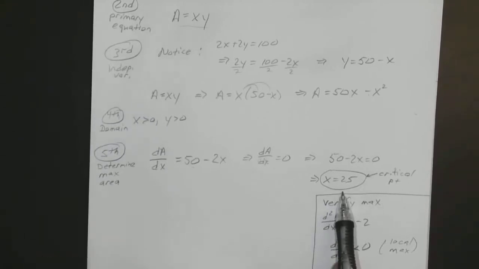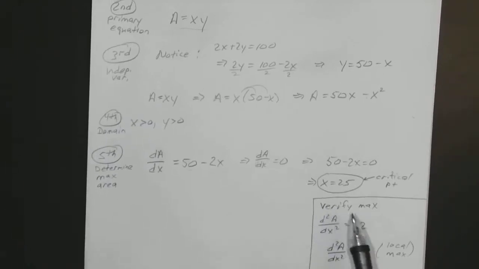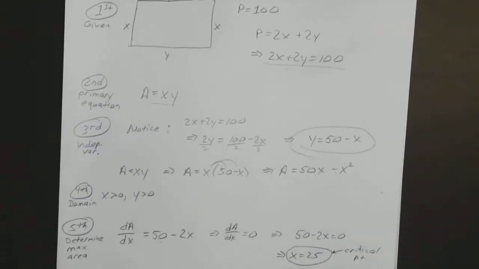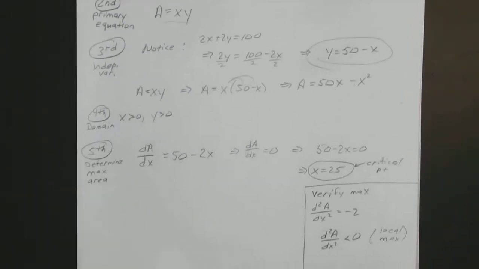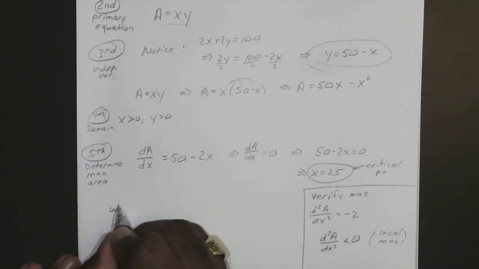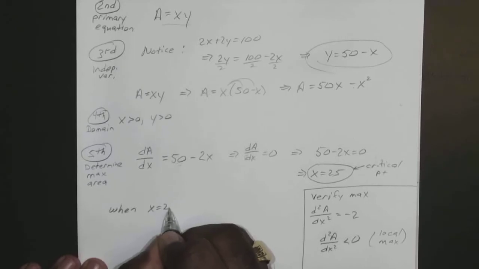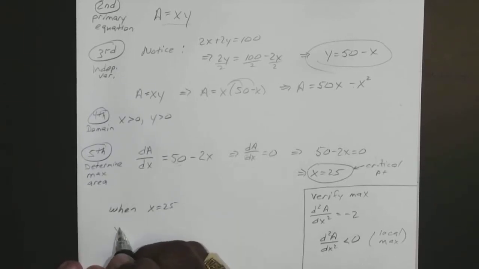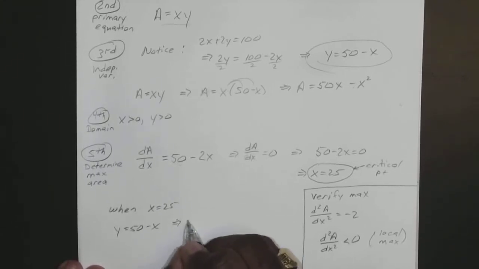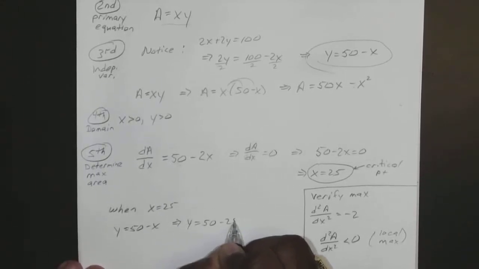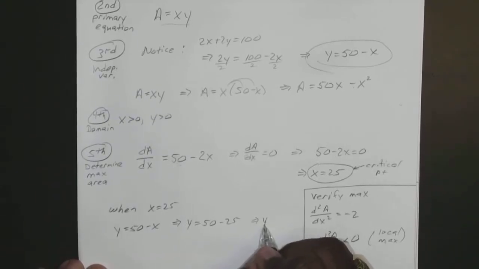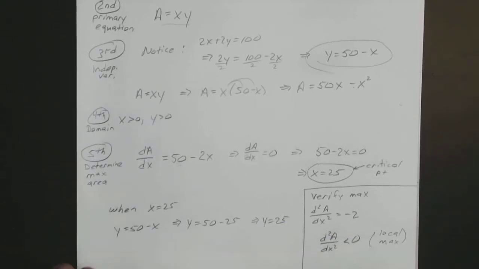All right, so since we already know that x is equal to 25, if we plug it into this one, we'll be able to solve for our y. So when x is equal to 25, y equals 50 minus x becomes y equals 50 minus 25. This means y equals 25. Now, they won't always be equal, just so happens in these two examples they were. In some cases, they'll turn out to be equal.